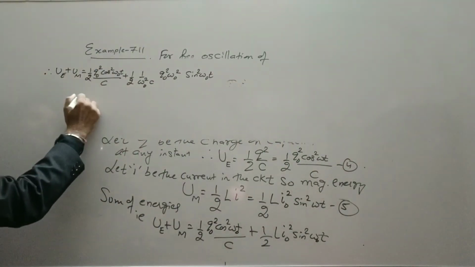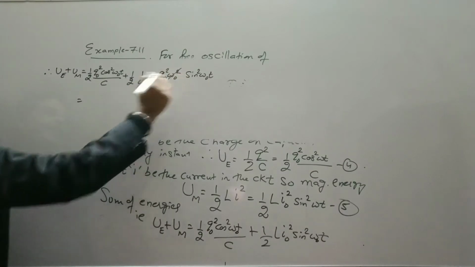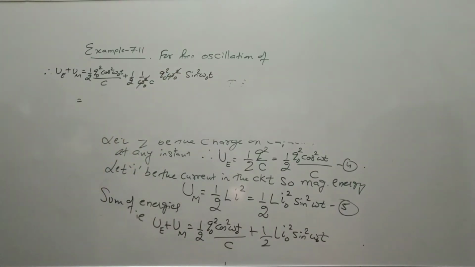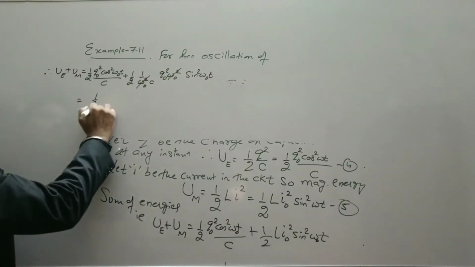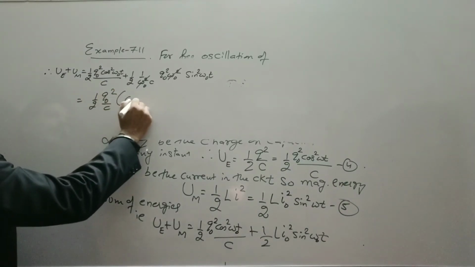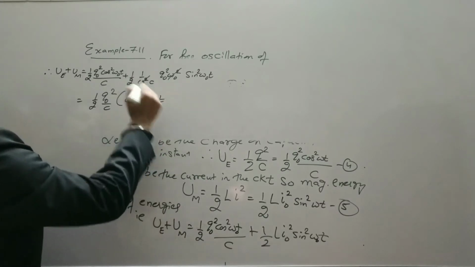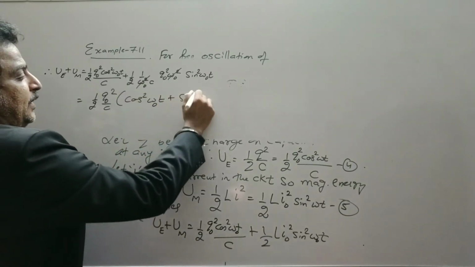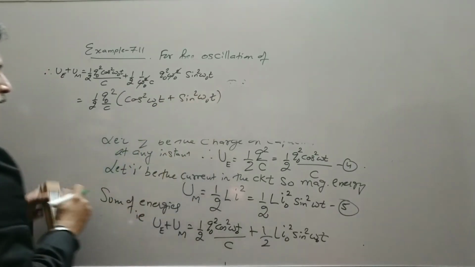Now clearly this omega naught square is cancelled. Now the entire equation is in terms of Q naught square and C. So half Q naught square by C is common. Within the bracket we are left with cos square omega naught t plus sine square omega naught t.